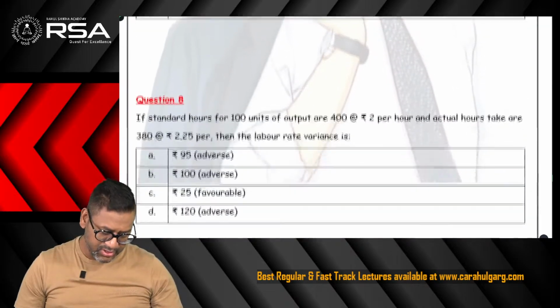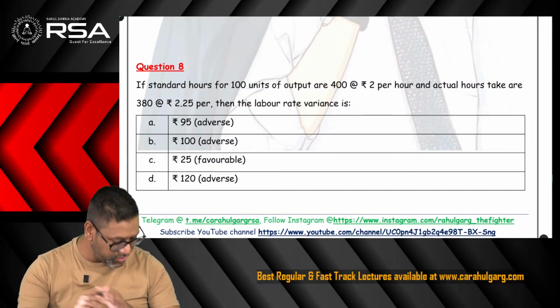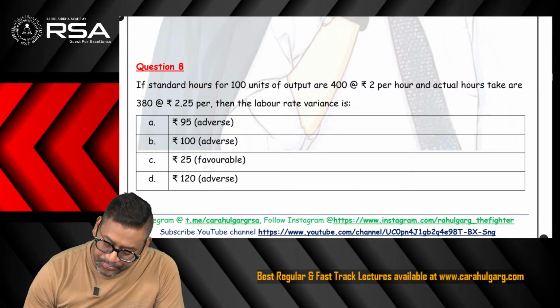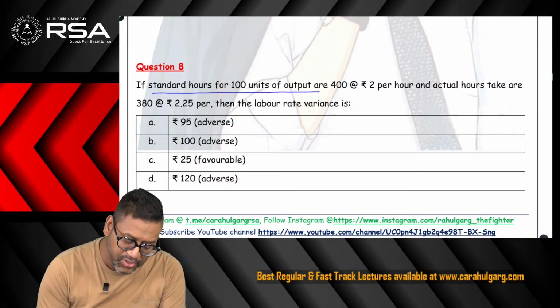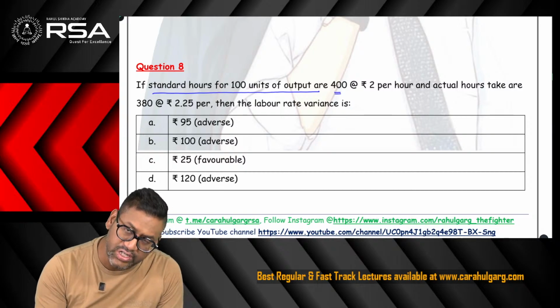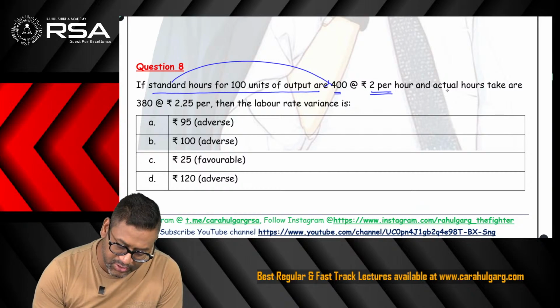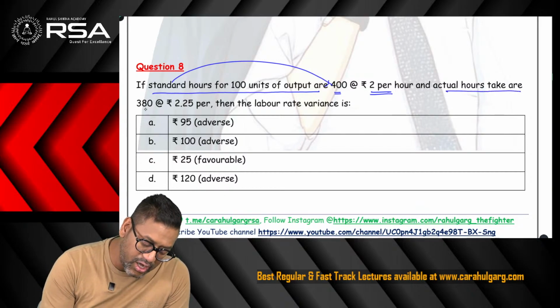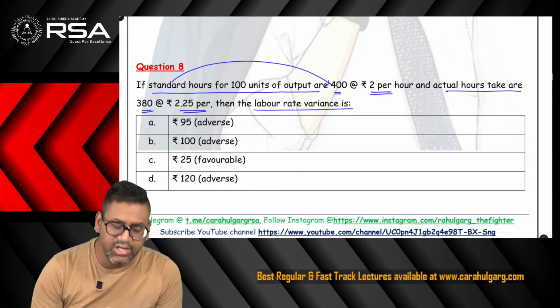Okay. Next question, question number 8. So we did 7 odd questions from the process costing. Now we are moving to the standard costing questions. If standard hours for 100 units of output are 400, so standard hours basically are 400 and the rate is rupee 2 per hour. Actual hours taken are 380 and the actual rate is this. Then the labor rate variance shall be.